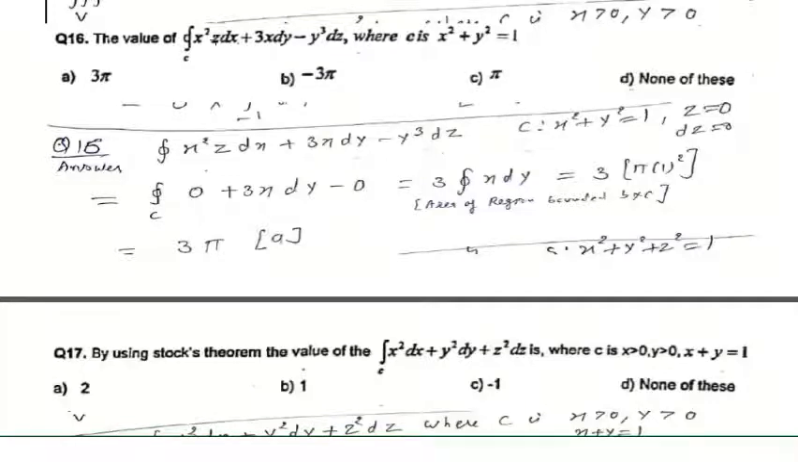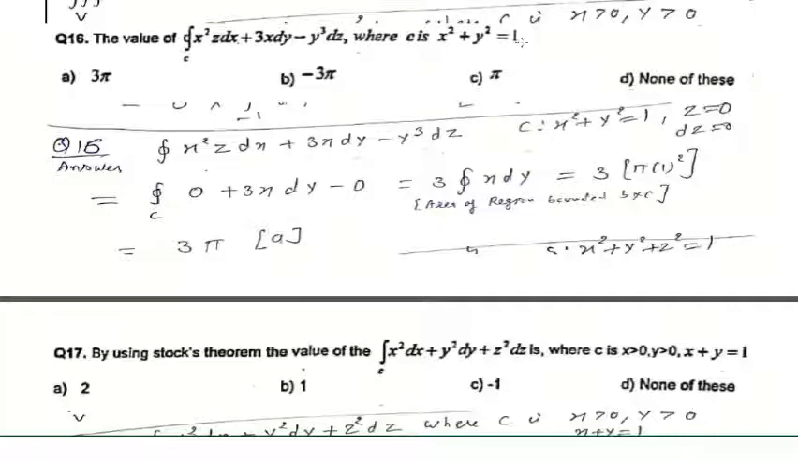So here put z as 0 and dz as 0, and you will be left with 3x dy. We know that x dy is nothing but the area bounded by the region. So what is the area bounded by the circle? It is pi r square. So the answer is 3 pi a. Clear?